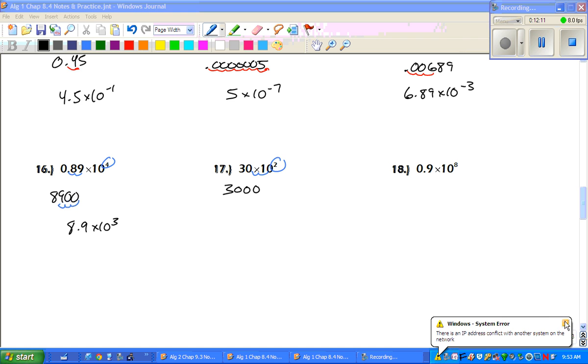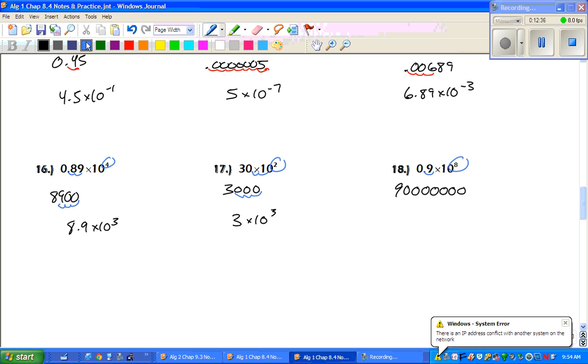I don't know why that keeps popping up. So really, you would have to move it 1, 2, 3. So 3 times 10 to the 3rd power. Positive, so we have to move it 8 times to the right. 1, 2, 3, 4, 5, 6, 7, 8. And now it's really 1, 2, 3, 4, 5, 6, 7. So 9 times 10 to the 7th power.